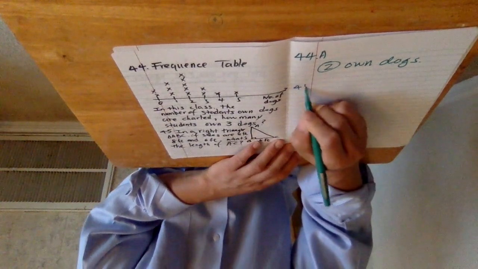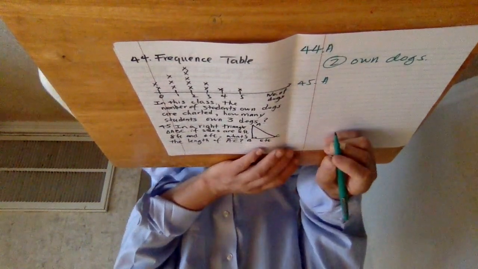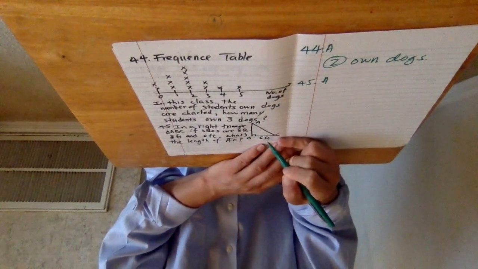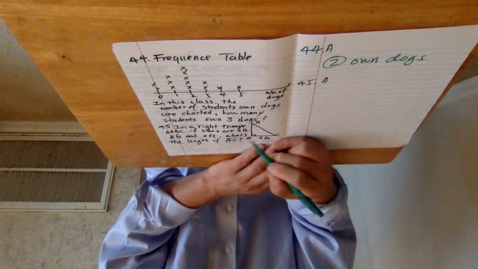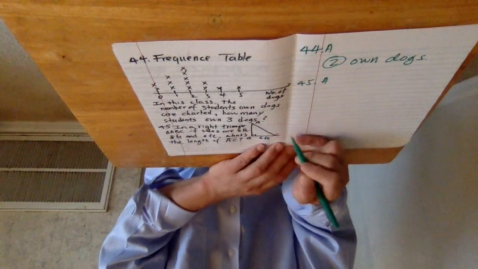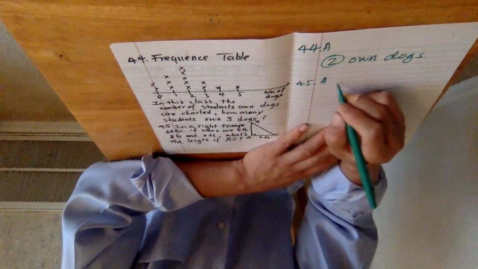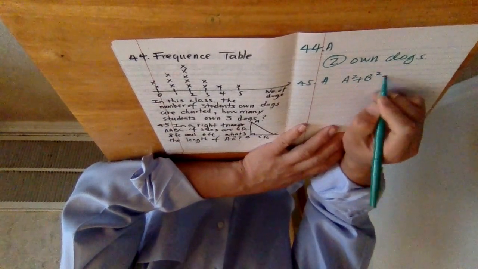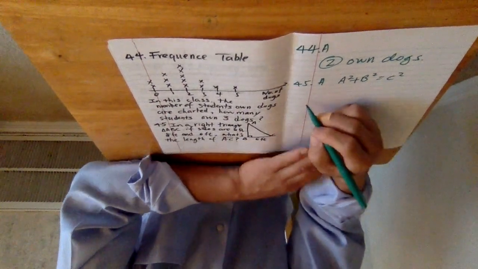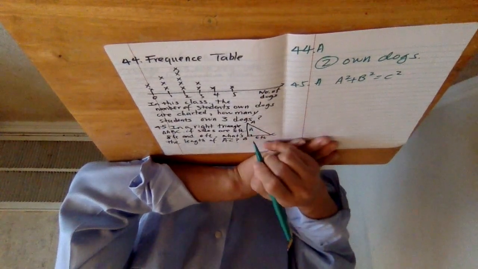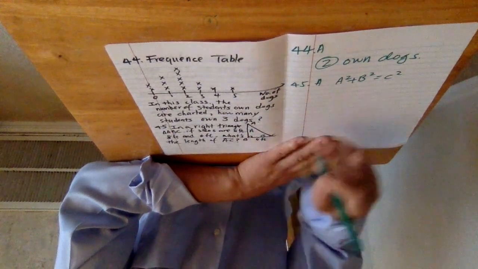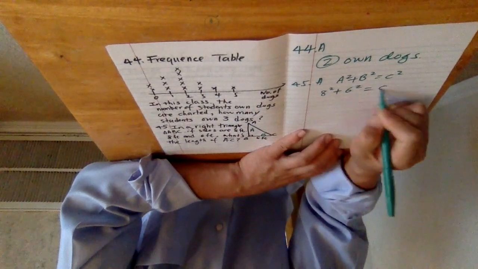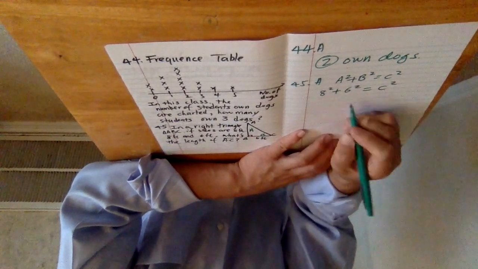Number 45. In the right triangle ABC, if the sides are 8 feet and 6 feet, what's the length of side AC, the hypotenuse? We use the Pythagorean theorem, a squared plus b squared equals c squared. We can name this one A and BC as B. So it will be a squared plus b squared equals c squared. We don't know c squared, so we're going to find out.